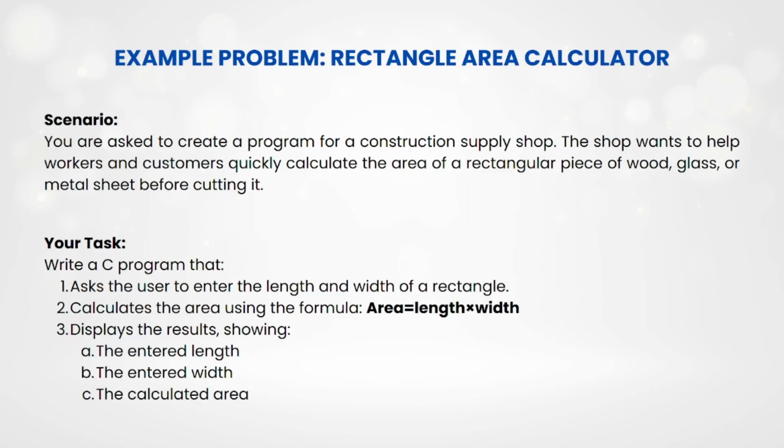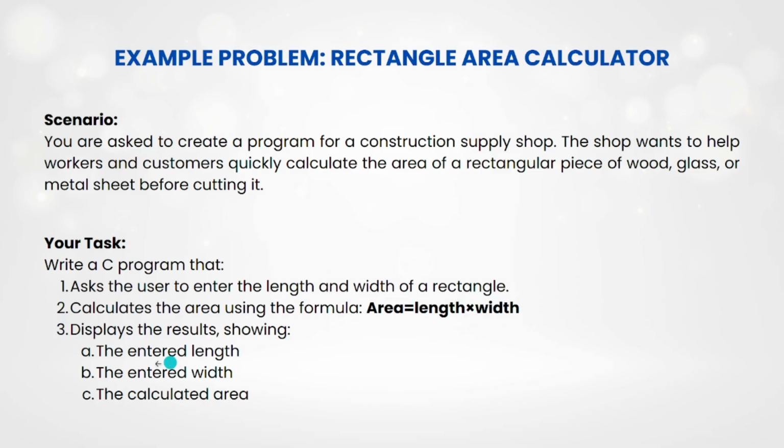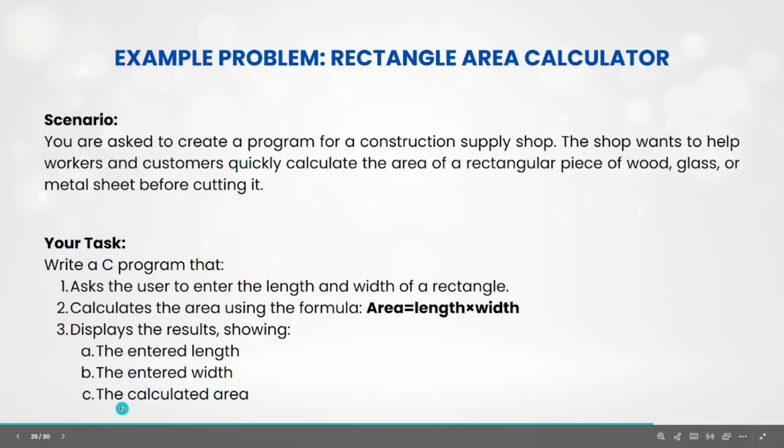So let's look at the example problem: a rectangle area calculator. Imagine a construction supply shop that wants to help workers and customers quickly calculate the area of a rectangular piece of wood, glass, or metal before cutting it. Your task is to write a program that asks the user to enter the length and width of the rectangle, calculates the area using the formula area equals length multiplied by width, and finally displays the result, showing the entered length, the entered width, and the calculated area.